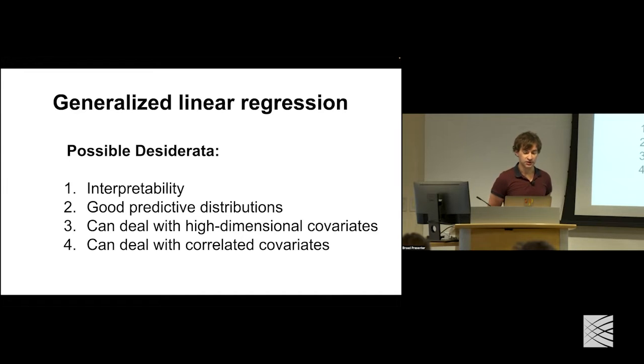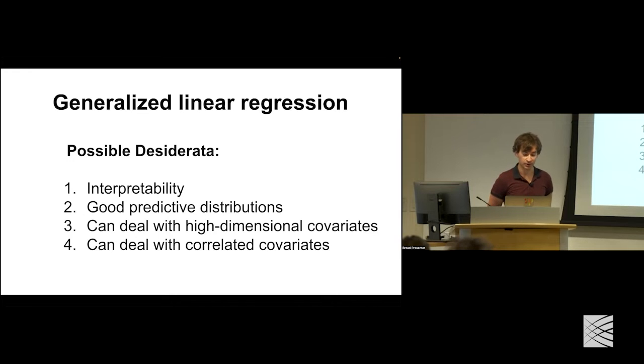Another thing that we might want to have is a good predictive distribution, right? Maybe we don't actually care that much about interpretability, but if you give me data that I train on, I want my out-of-sample predictive distributions, when I'm confronted with new data, to be good in the sense that they're well calibrated, or that maybe the mean squared error is low. Whatever your notion of good is, we want good predictive distributions.